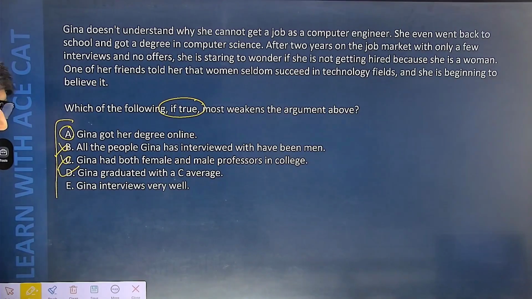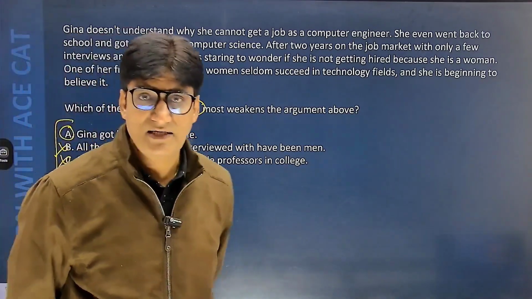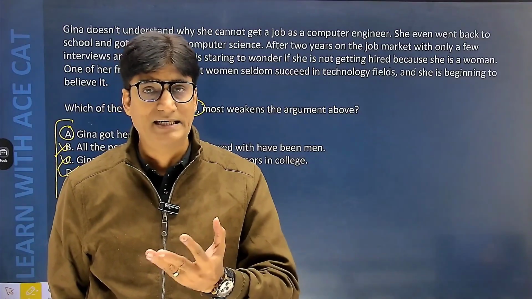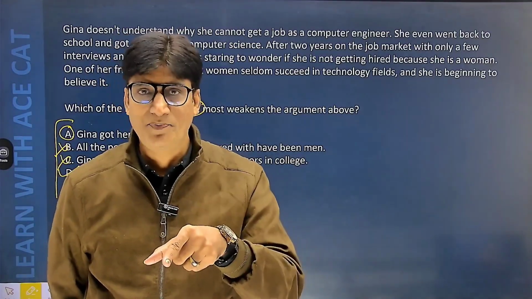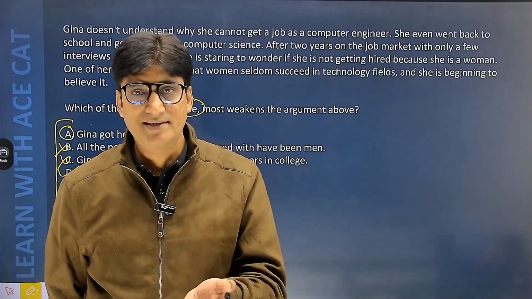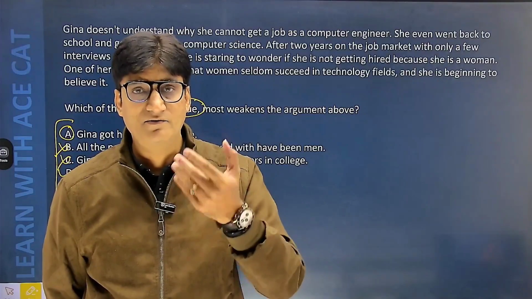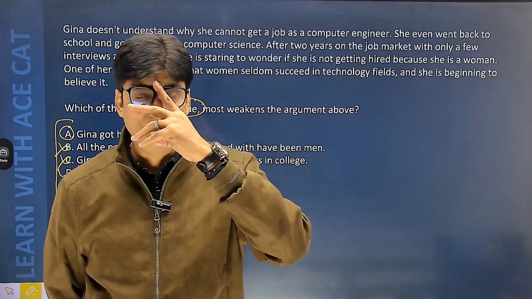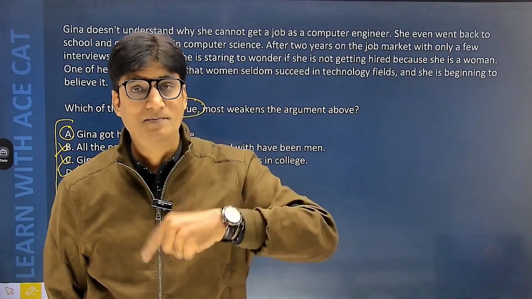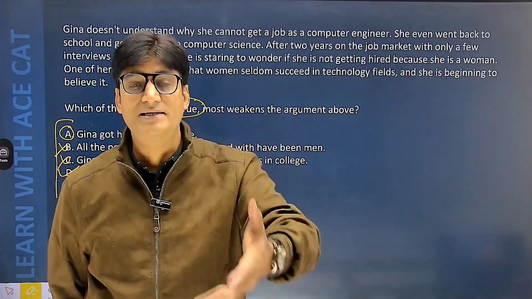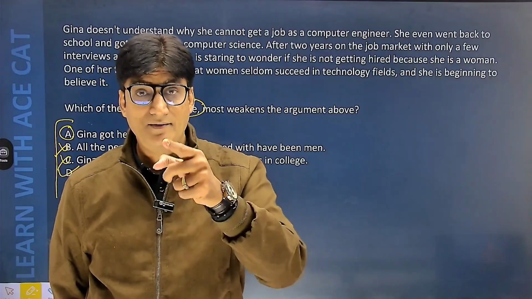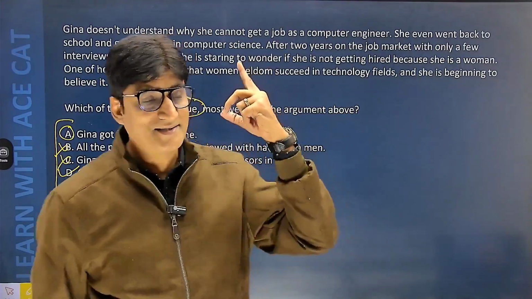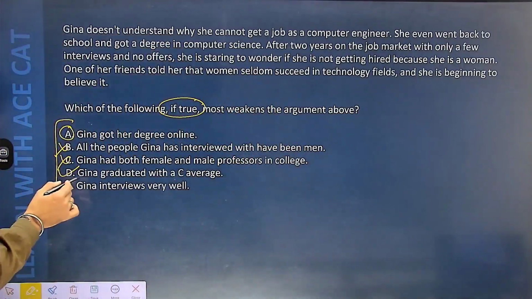आप सोचो students, अगर Gina का graduation C average में हुआ, so that becomes a very strong reason why actually she is not getting selected for the job. Okay, because academics बहुत poor है. So that gives a strong reason. तो गीना का जो point है कि I am a woman, therefore I am not getting a job. Okay, that gets countered. Madam, you are not getting job not because you are a woman, but because your academics are very poor. So fourth weakens Gina's argument. So therefore students, the best answer is fourth.